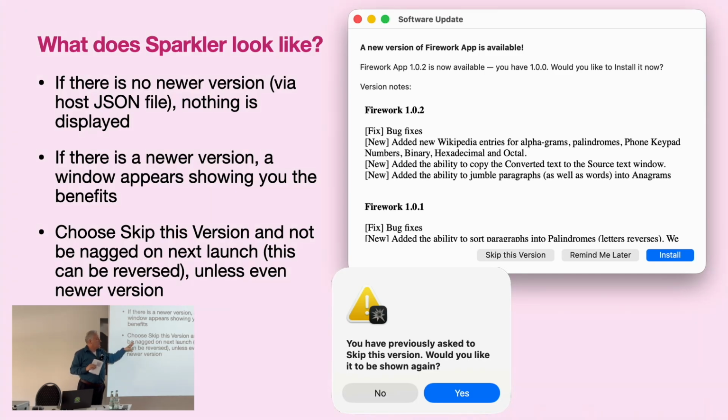Now the only other alternative, if you've sent people out version 1.1, they've said skip. If version 1.2 comes out, in other words, a third version, then it will start nagging again. Each version you have to say skip, skip, skip, skip, skip. Otherwise, for newer versions, it will nag you again. So you can see down here, you have previously asked to skip this version, would you like it to be shown again?